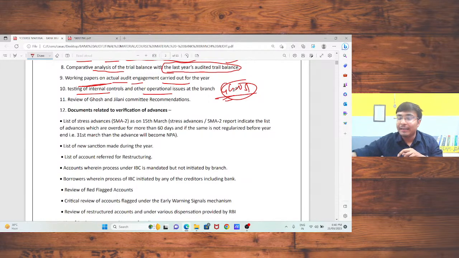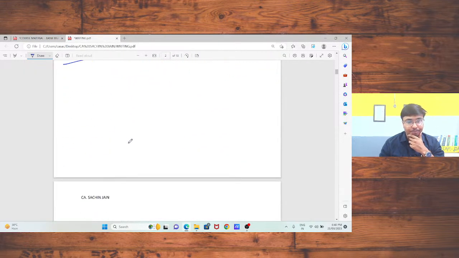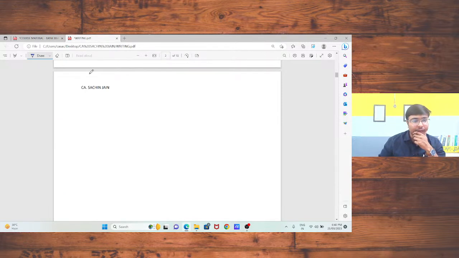When we are going to check the internal control, at that time we will see how we can check each and everything in a bank branch. Multiple times we find one thing at the time of our bank audit: we are doing the audit of an agricultural branch.